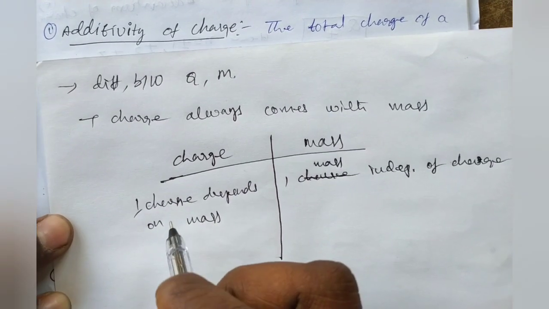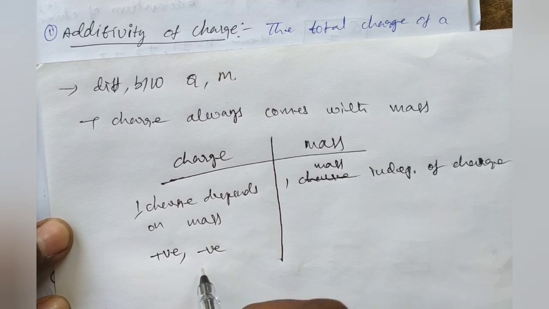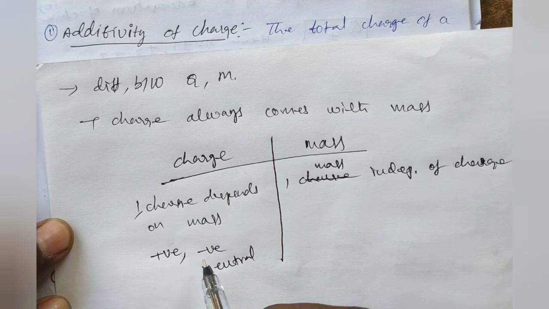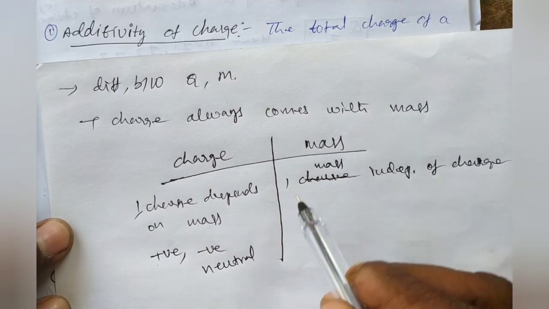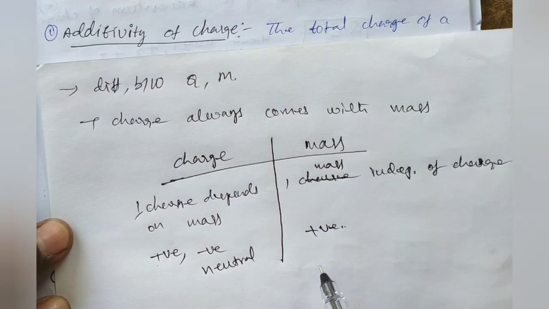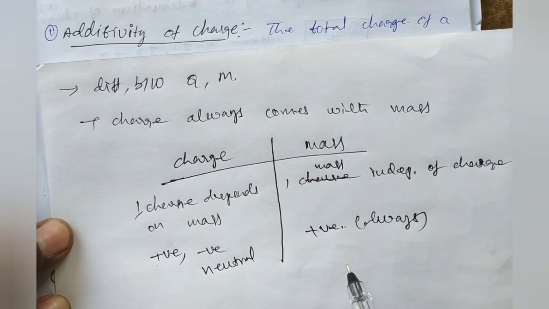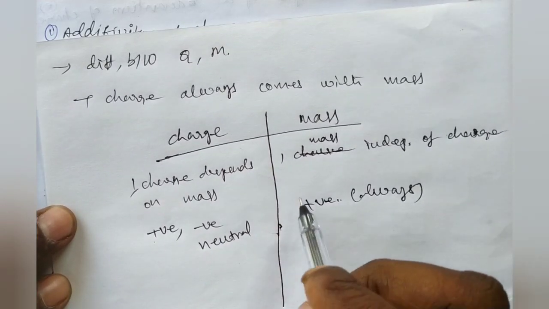Charge has mainly two types, positive charge and negative charge. Another one is neutral. Neutral means the number of positive charge carriers is equal to the number of negative charge carriers. Both types of charge carriers are positive and negative. Mass is always positive, like 5 kg, 2 kg, not minus 1 or minus 2. It is always positive.